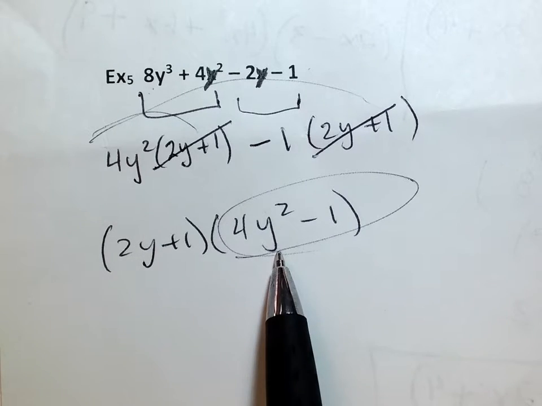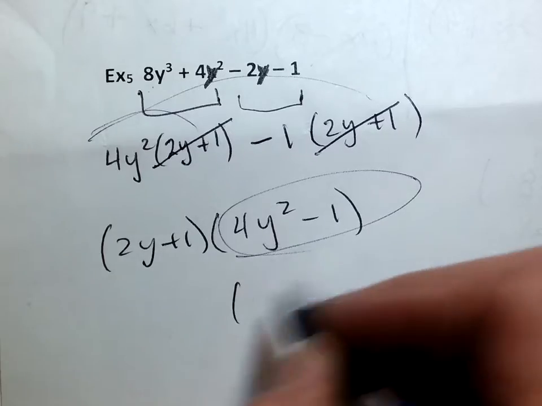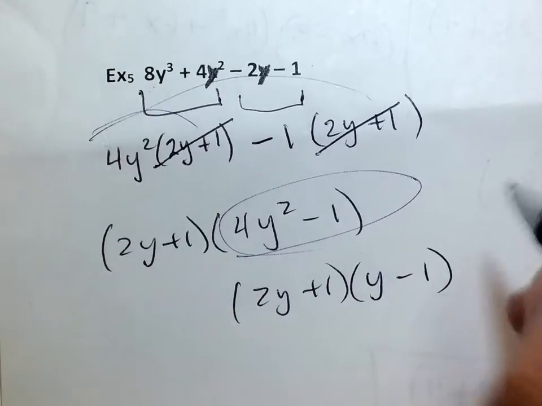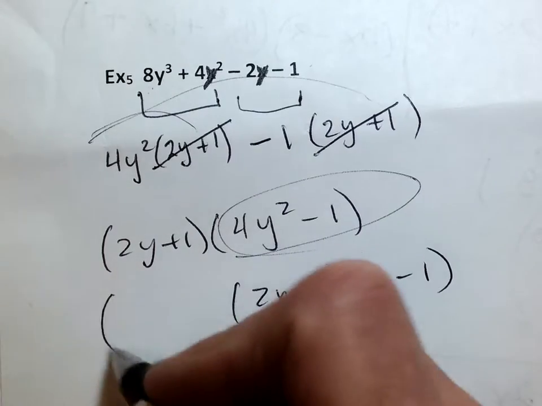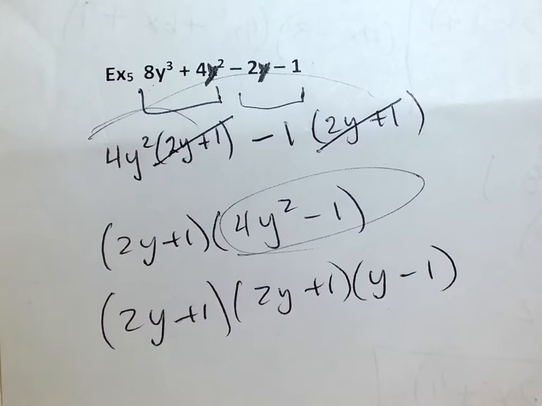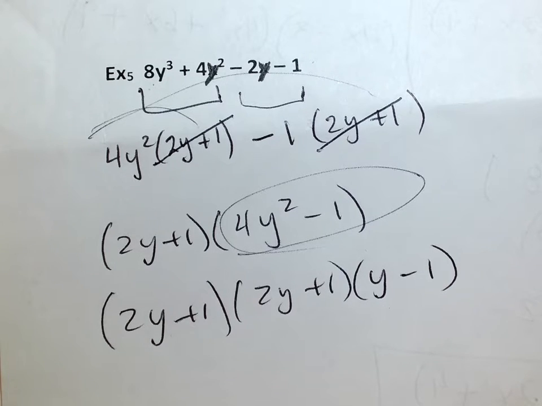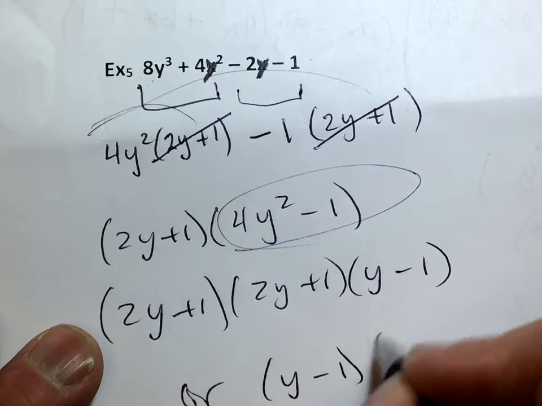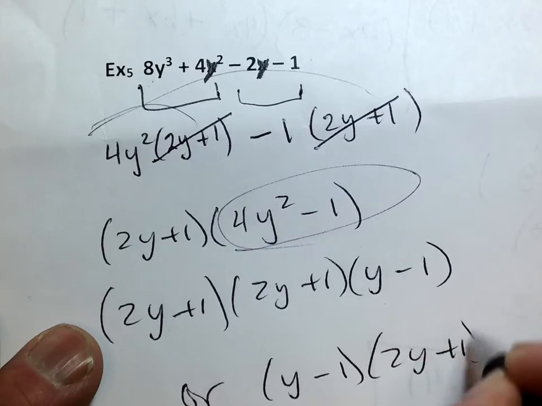Claire says this could be a 2y plus 1 times a 2y minus 1. And we already have another 2y plus 1 here, don't we? There's your answer. Can you make that 2y plus 1 squared? You can. Or we could write a 2y minus 1 times a 2y plus 1 quantity squared.